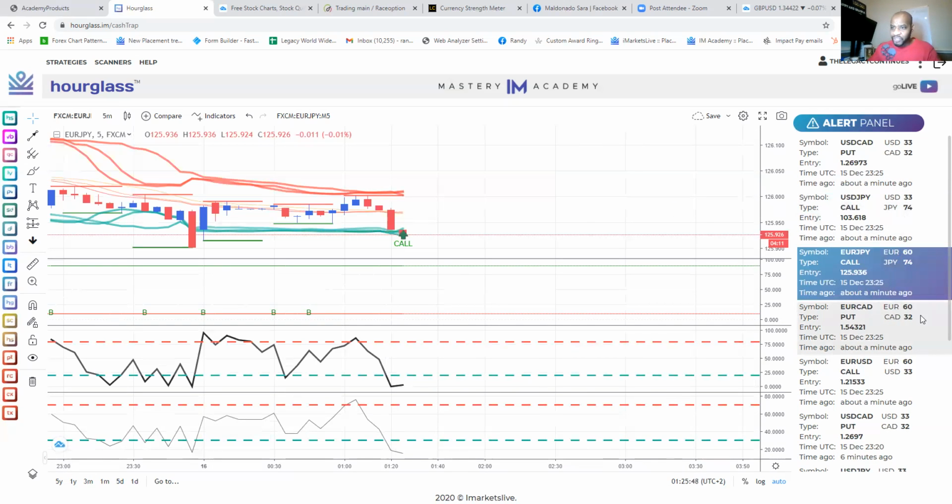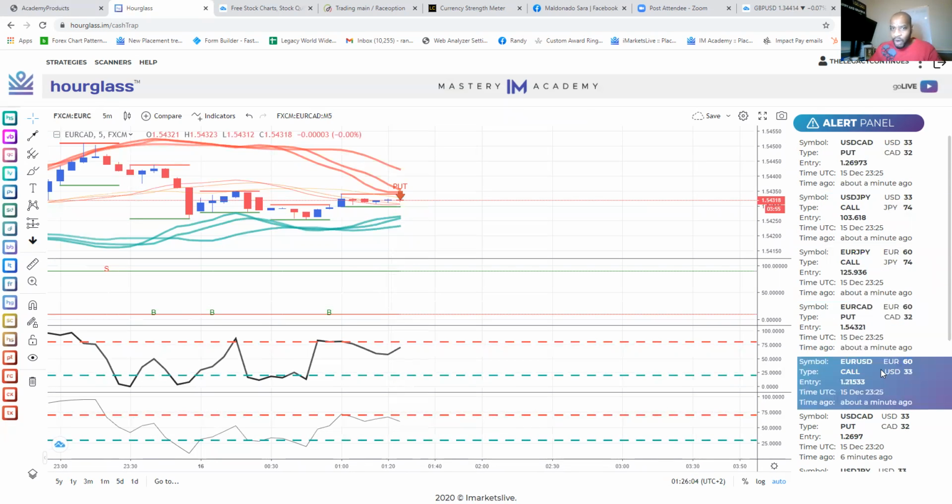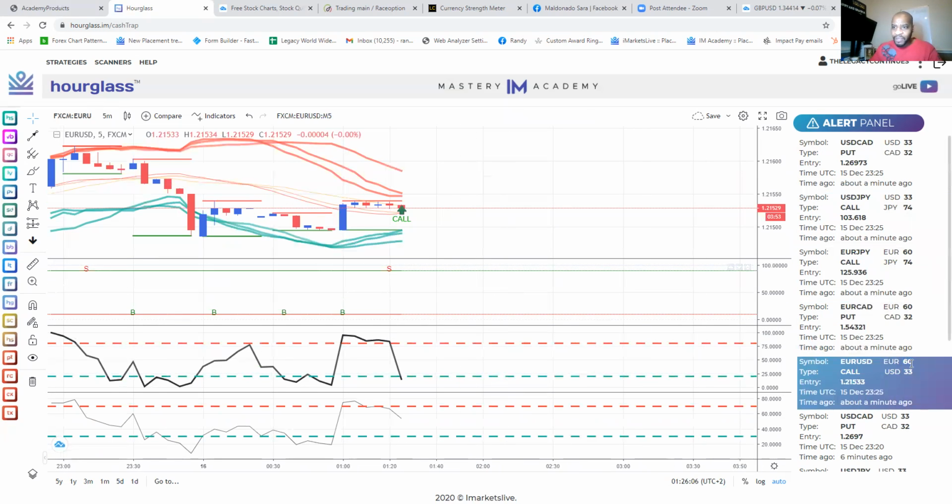Okay, let's look at another one. This is a put. Currency strength doesn't match. So quick glance. Now let's just take a quick look. Put, nope. Call, nope. Call, nope. Call, put, nope, because the top is bigger than the bottom. Call, yes, EUR USD. This is the call. The currency strength is higher than the bottom.